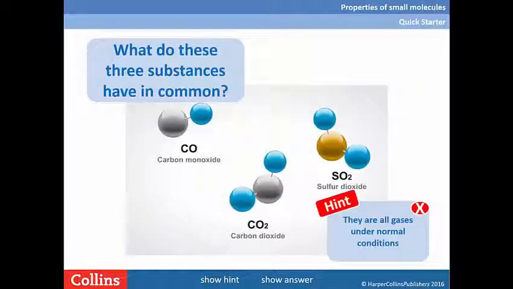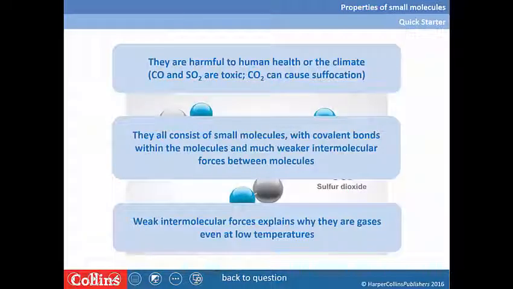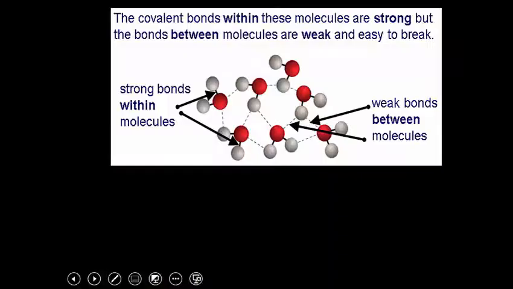Okay, so here's another one. What do these substances have in common? We've got carbon monoxide, carbon dioxide and sulfur dioxide. These are all gases under normal conditions. What else do they have in common? Well, they are all harmful to human health or the climate. Carbon monoxide and sulfur dioxide are toxic. Carbon dioxide can cause suffocation. They all consist of small molecules with covalent bonds within the molecules and much weaker intermolecular forces between the molecules. And the weak intermolecular forces explain why they are gases even at low temperatures.